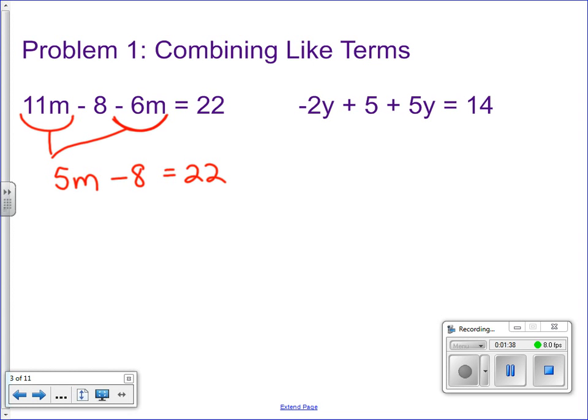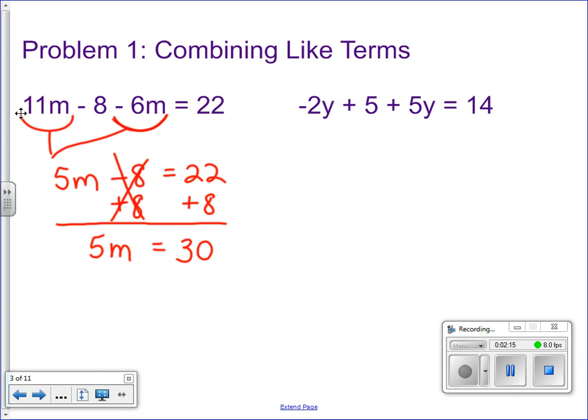Now, that's our first step, and now we're down to two steps. Again, we're going to work backwards. Reading the equation, 5 times m minus 8 equals 22. The last thing that I said was subtract 8. So we're going to use the inverse operation and add 8 to both sides. Minus 8 plus 8 is equal to 0. So I'm going to bring my 5m down on the left, and on the right-hand side, 22 plus 8 is 30.